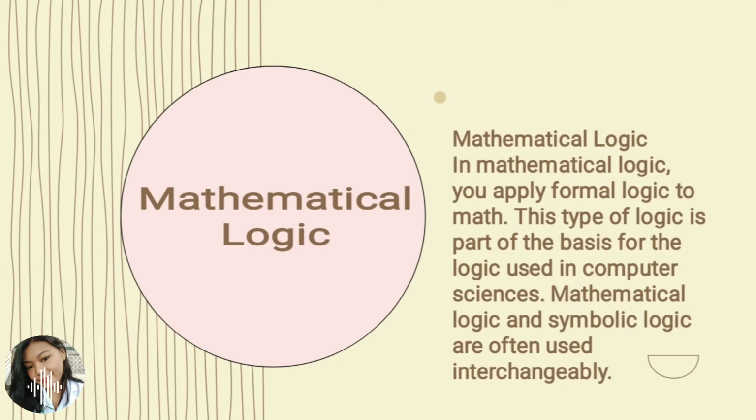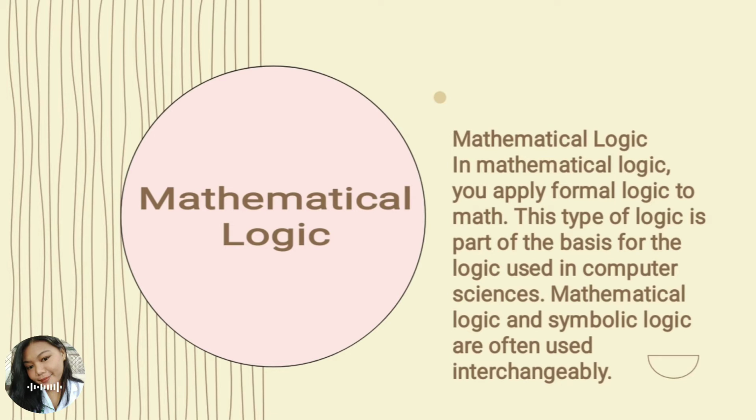In mathematical logic, you apply formal logic to math. This type of logic is part of the basis for the logic used in computer sciences. Mathematical logic and symbolic logic are often used interchangeably. So to further explain this, it is the subfield of philosophical logic devoted to logical systems that have been sufficiently formalized for mathematical study. So one of examples of the mathematical logic is the truth table.